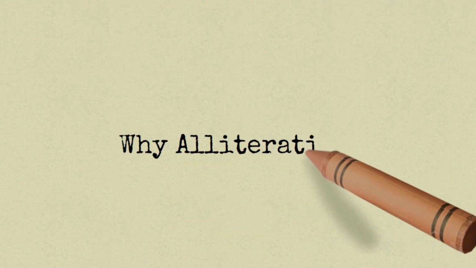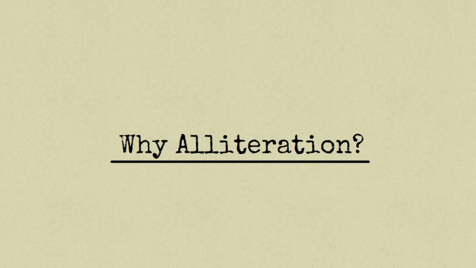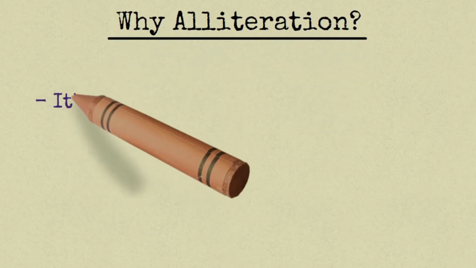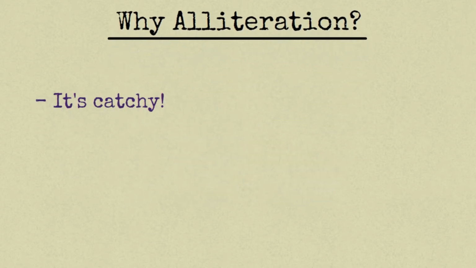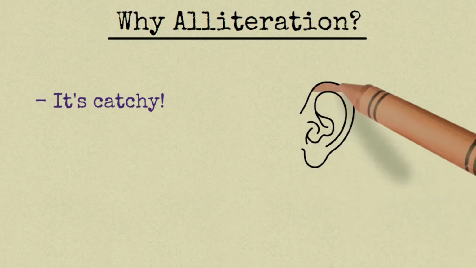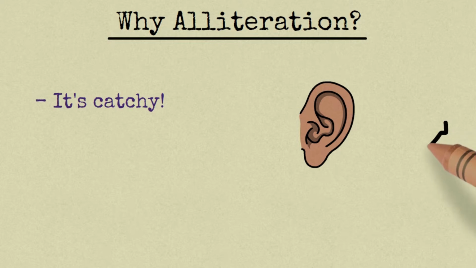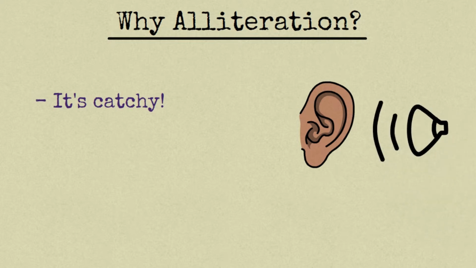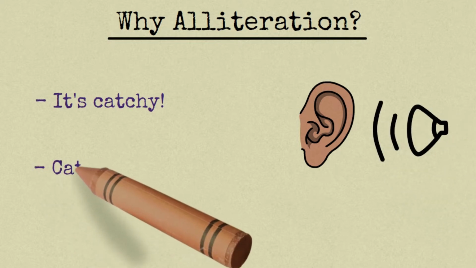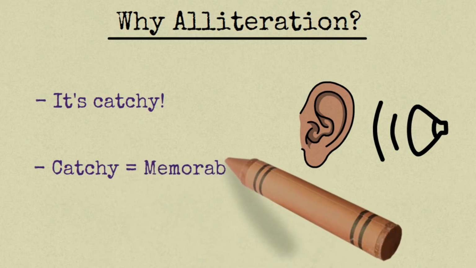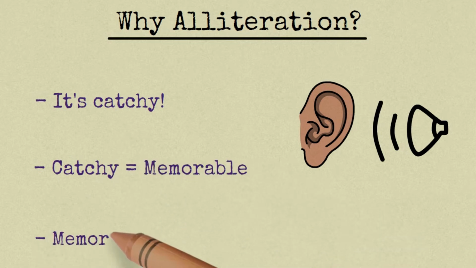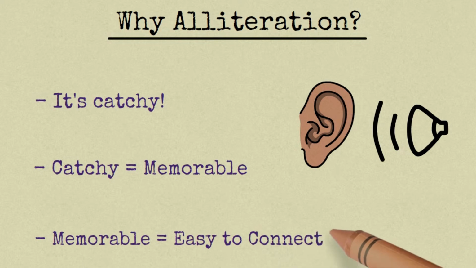But what is the purpose of alliteration? You might have guessed, but more than anything, using the same consonant sounds is just catchy and helps us to pay attention. Our ears naturally perk up when we hear alliteration because it's nice to listen to. And that is why many writers use it to make phrases and names more memorable, because when something is memorable, it's easier for the reader or the audience to connect to.